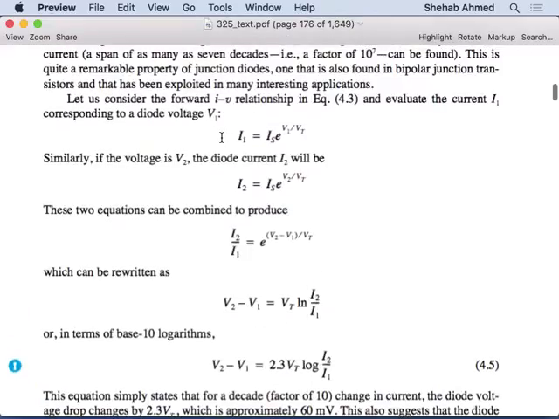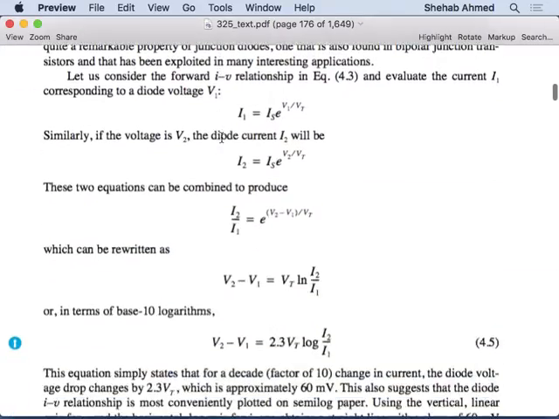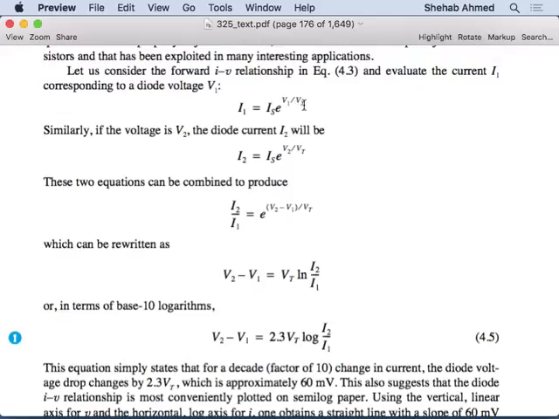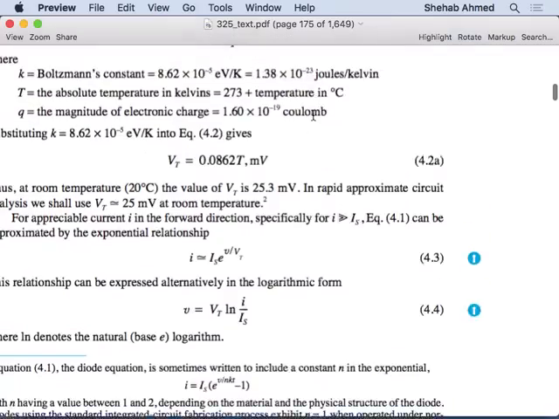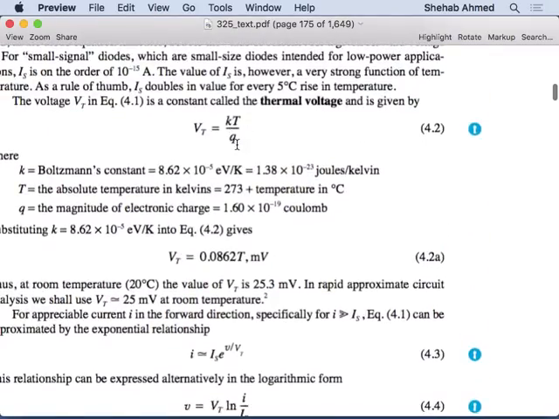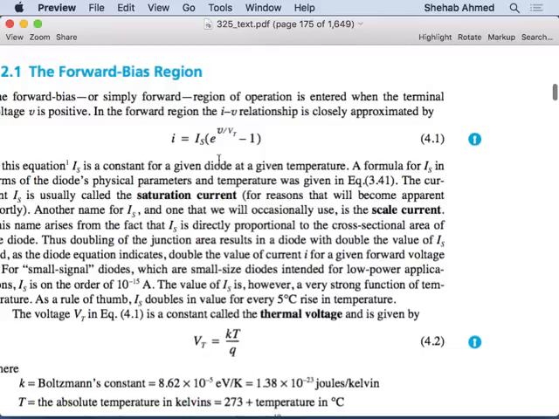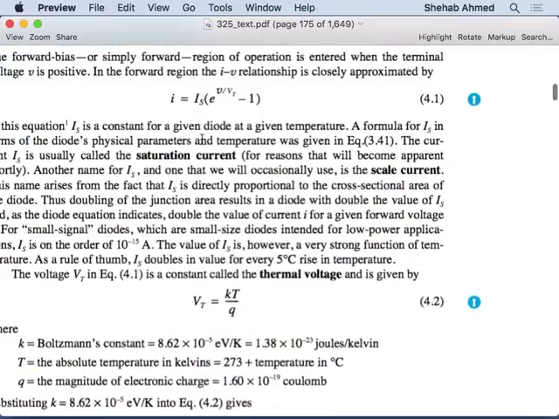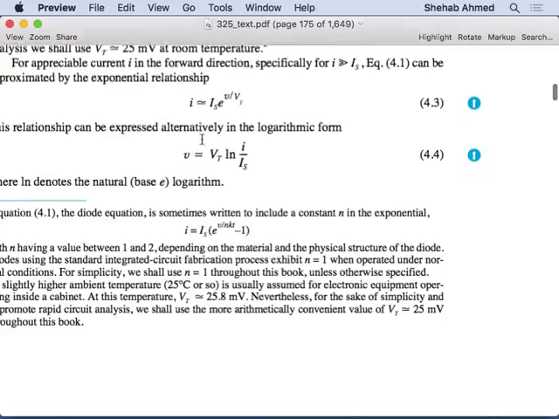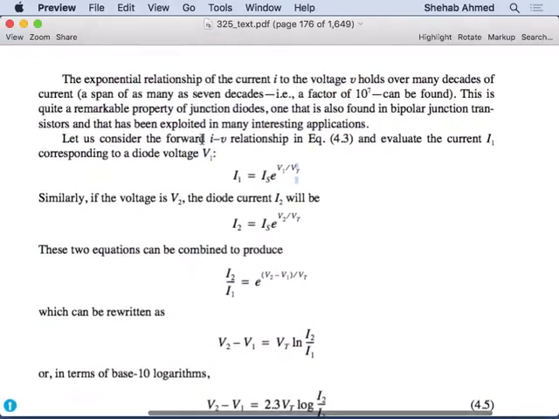we also see from this equation that Vt is a temperature-dependent variable. At room temperature it's 25 millivolts, but it's equal to K times temperature over Q. K is a material constant, and Q is charge. So it's linearly proportional to temperature. Is is what? This is the saturation current. Remember the saturation current? Saturation current is also a temperature-dependent quantity, right?